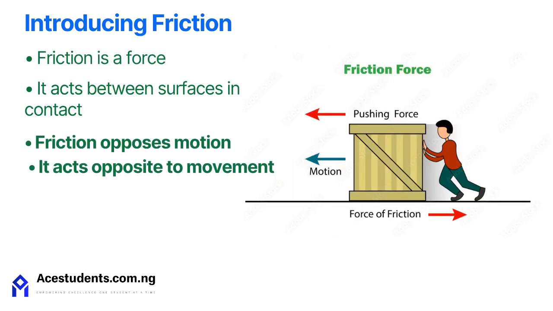An important rule about friction is its direction. Friction always acts in the opposite direction to motion. If an object is moving forward, friction acts backward.